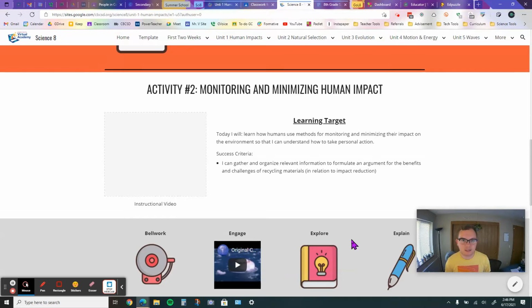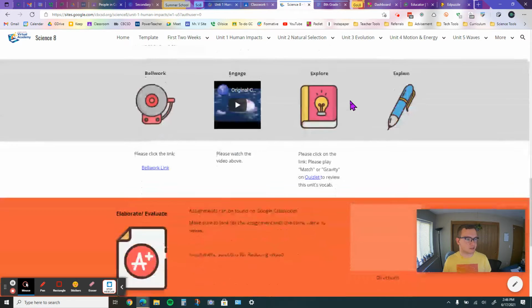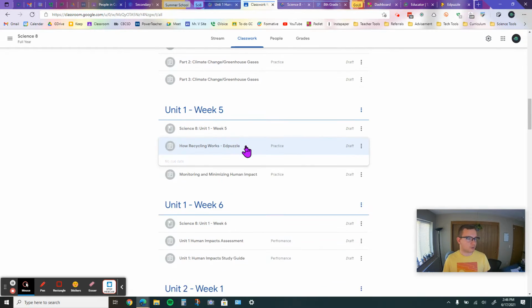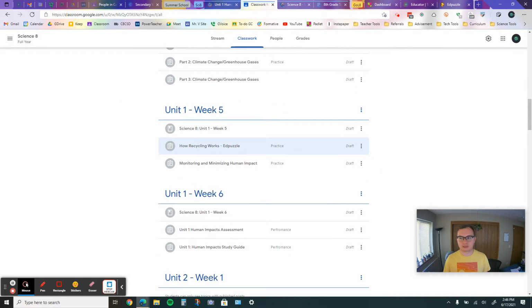8th grade science. These are the directions for the monitoring and minimizing human impact assignment. If you scroll down, it's actually called Solutions for Reducing Impact on Google Classroom. So if you go to week 5, oh no, it's not. I'll change that because that does bother me that they should match. And what it is, I'll open it up here.